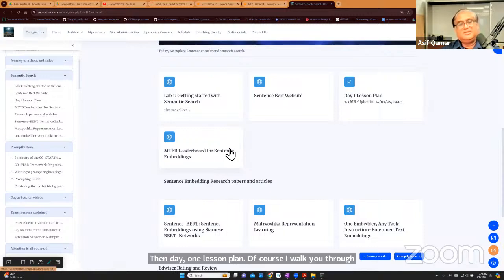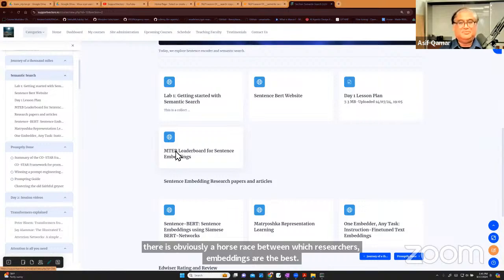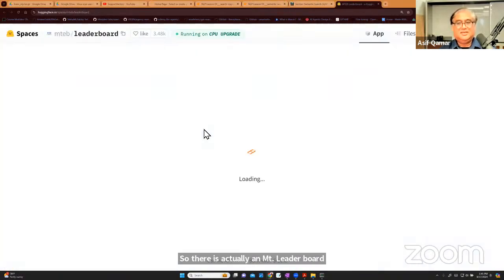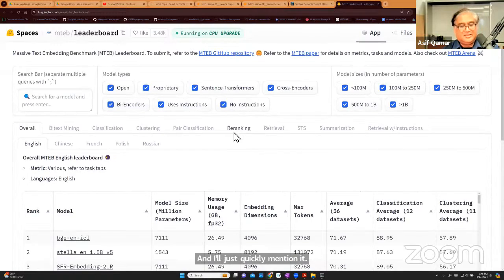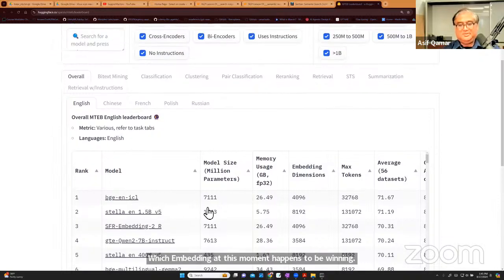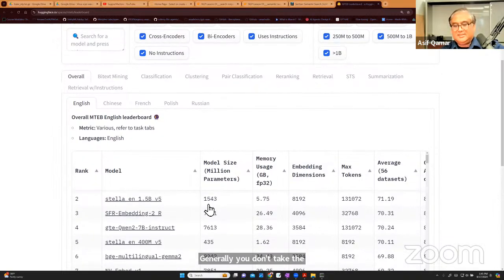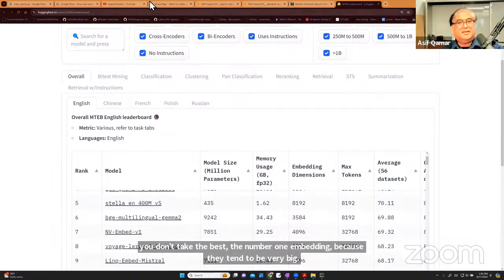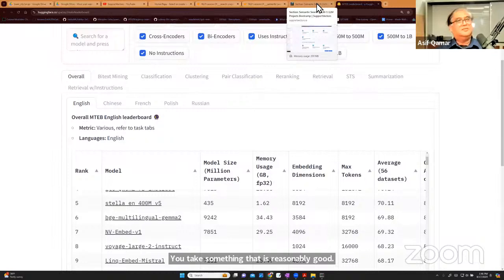One of the things people do is when you create embeddings, there are many models that can create embeddings, and there is obviously a horse race between which researchers' embeddings are the best, right? So there is actually an MTEB leaderboard, and I'll just quickly mention it. You can go and see which embedding at this moment happens to be winning. Generally, you don't take the number one embedding because they tend to be very big. You take something that is reasonably good, and as we make progress with the course, today is the first day, so baby steps, but I'll teach you how to get a gut feeling of what embeddings to trust and which one to run with. We won't go into that.